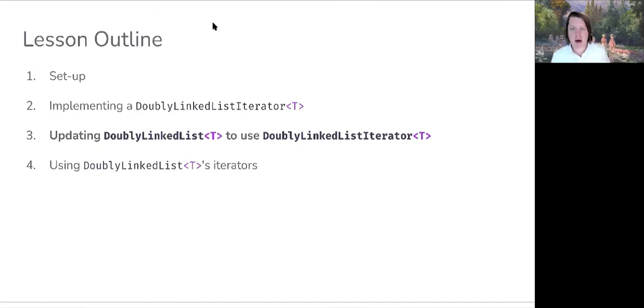Okay, with all that in mind, let's go ahead and move into, well, what updates do we need to make to our doubly linked list type in order to leverage the doubly linked list iterators that we have just defined.